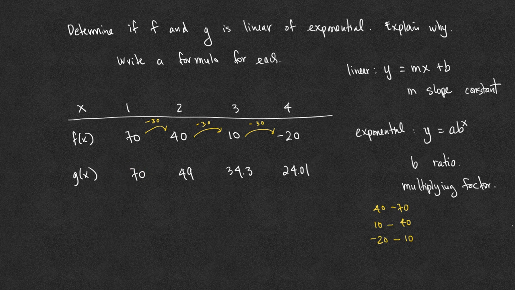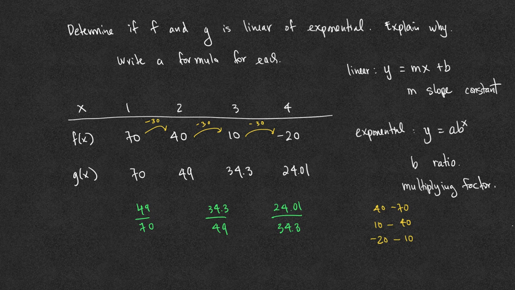We cannot say the same thing with the function g, because if we take 49 minus 70 and then 34.3 minus 49, we see that the differences are not the same. So we know g is not linear. And so to check whether this is exponential or not, we take the ending divided by the beginning, and we test again. 34.3 divided by 49, and then 24.01 divided by 34.3, because we want to know what number it is being multiplied.